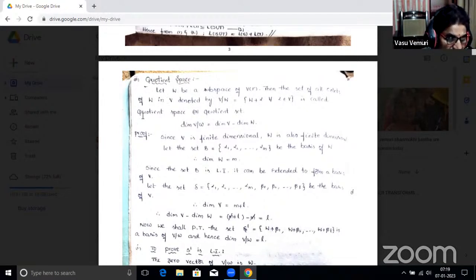Any two right cosets are equal, W plus alpha equal to W plus beta, or alpha plus W equal to beta plus W, if and only if alpha minus beta belongs to W. That is the subspace condition. Any two left cosets are equal if and only if alpha minus beta belongs to W. Any left coset or right coset of W, a subspace of the vector space, W plus alpha equal to W.